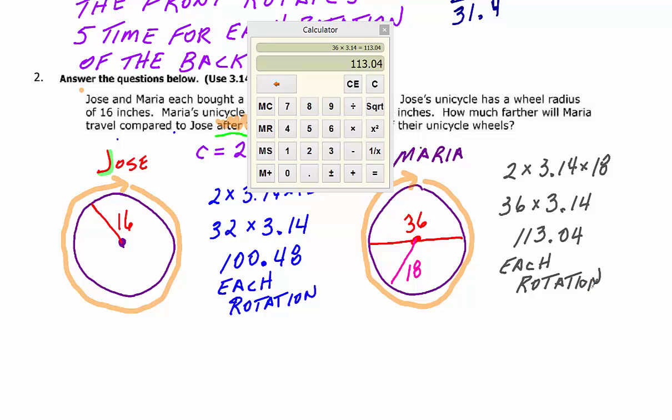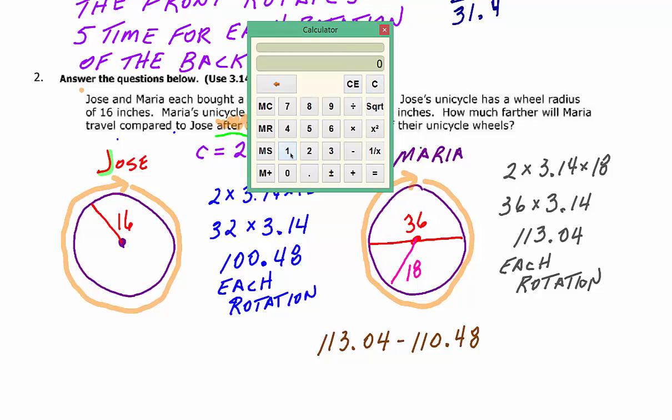All right, so now we've got a little more math to do here. Not a lot, but a little bit. So thing number one we have to do, we have to take 113.04 and subtract 110.48. So 113.04, check my work there, minus 110.48. I get 2.56.